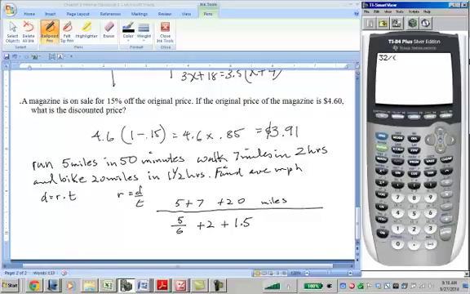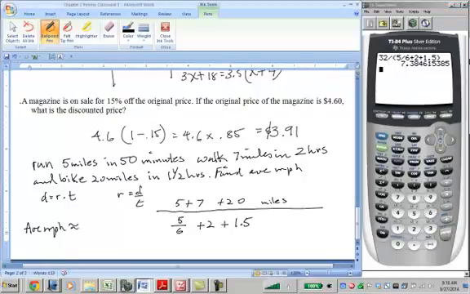So 5/6 plus 2 plus 1.5, all in parentheses. And so the average miles per hour is approximately equal to 7.38. And that's enough. Okay, so this is an extra problem that I put on here. And I'm going to think of one more.